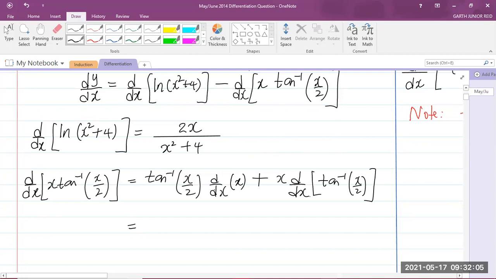Let's just simplify this now. We differentiate x with respect to x to get 1. So in the first term we have 1 being multiplied by the tan inverse of x over 2. So my answer for the first term will be tan inverse of x over 2, plus x now. All right, x is being multiplied by what? So you have the tan inverse of some function of x, right?